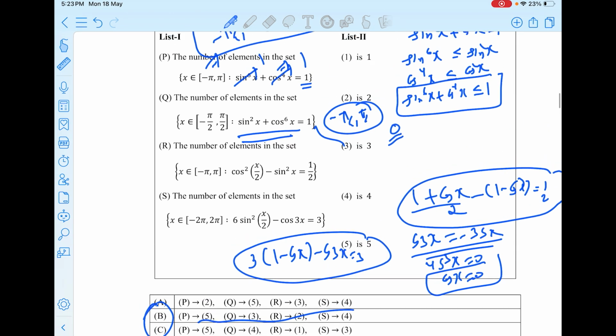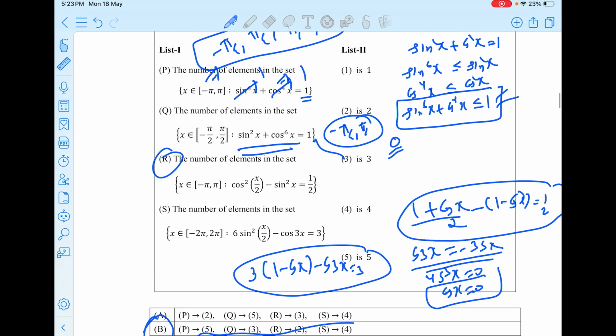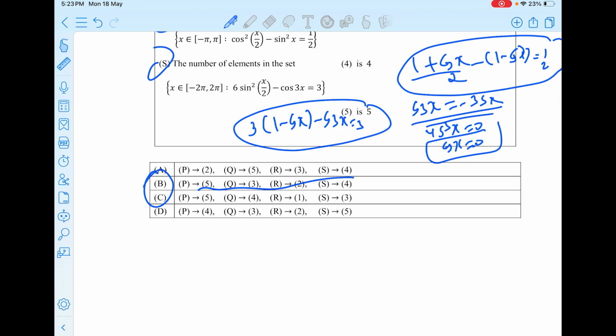In fact, if we don't get this idea, only by solving R and S also, we can mark the answer.